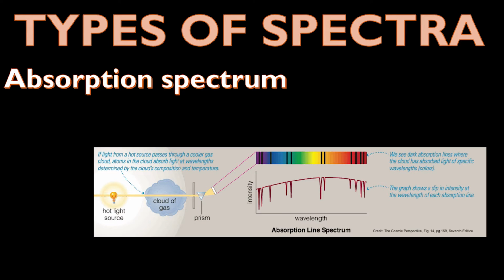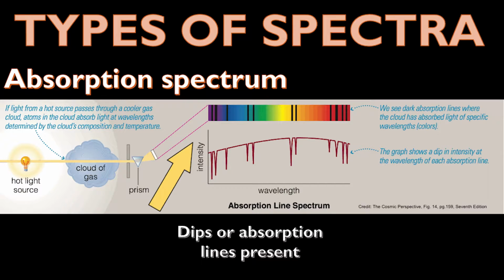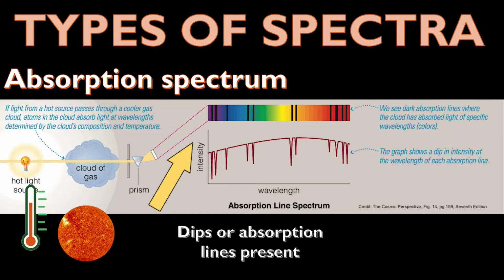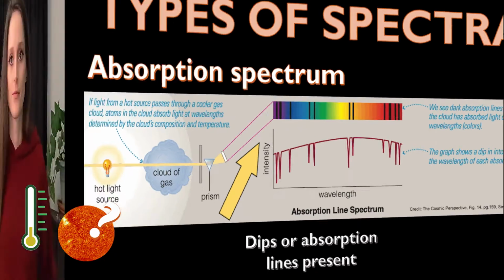A light spectrum that is identified with low intensity or dark lines or dips at specific wavelengths is an absorption line spectrum. In this case, a light source must be interacting with some kind of matter, such as a gas cloud, and this gas cloud is absorbing only some of the light, and that corresponds to these dips or dark lines in the spectrum. The light absorbed by the matter is determined by the cloud's chemical composition and temperature.